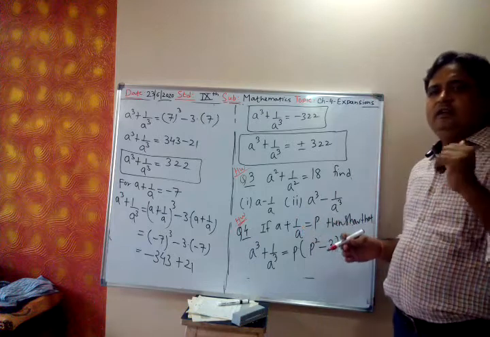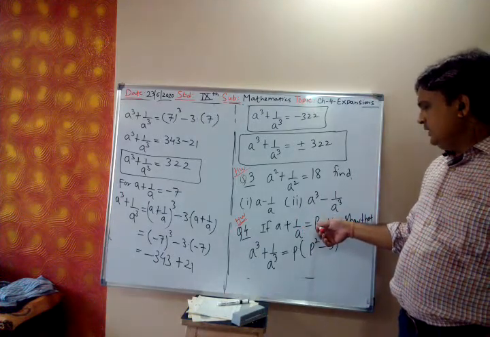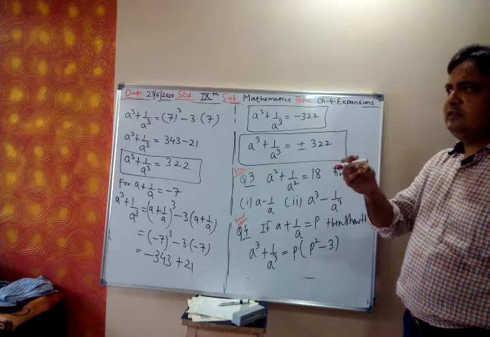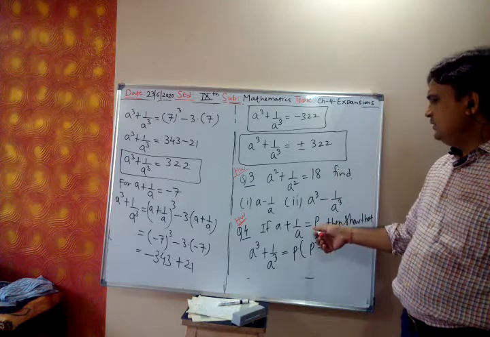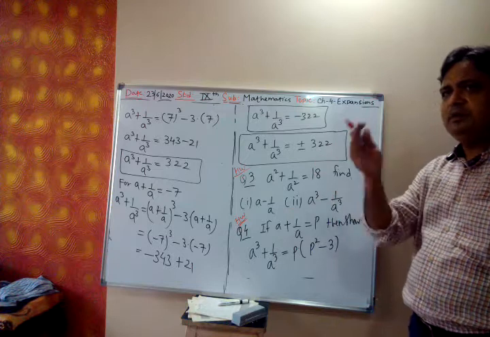Why are you getting scared? Instead of some number it is given as p. So, instead of some number like 2 and 3, it is given some variable p. It does not matter. You take a plus 1 upon a as p and start the calculation with p only. It does not matter.